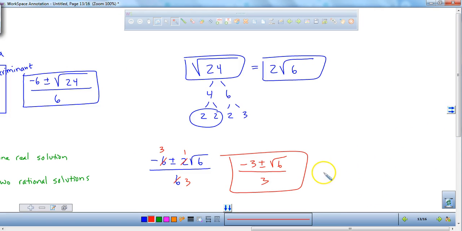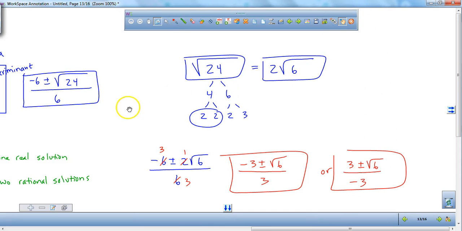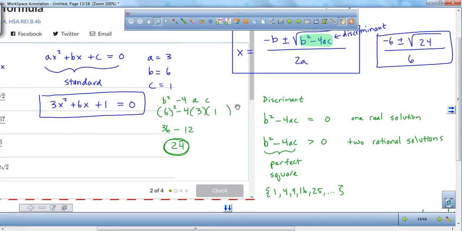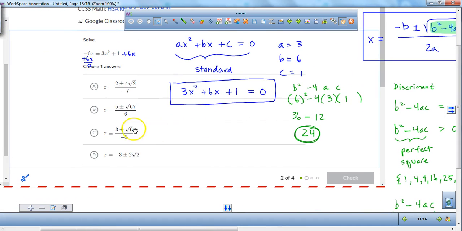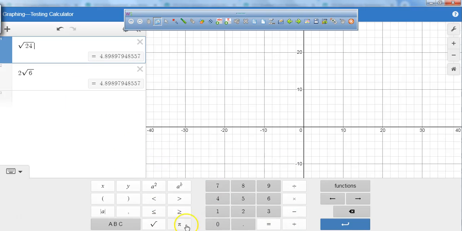Now, they could also, if they wanted to, write it like this. They could write it as 3 plus or minus radical 6 all over a -3. So the negative could be in the numerator or the denominator. I think this is the best answer, but you could find it either way. So let's see which one we're going to choose. All right. Looks like they put it in the denominator. So we're going to choose answer choice C.